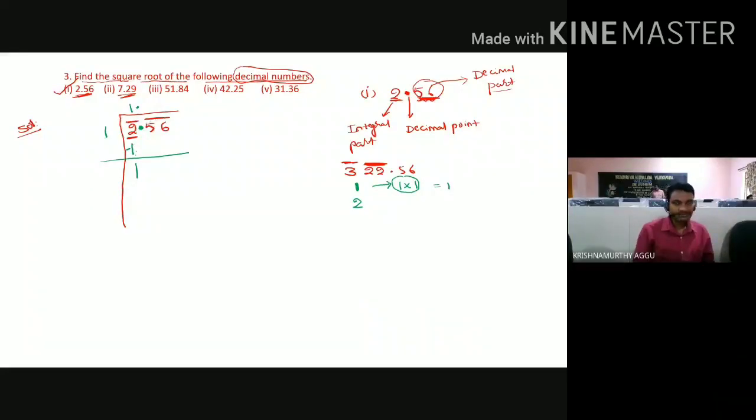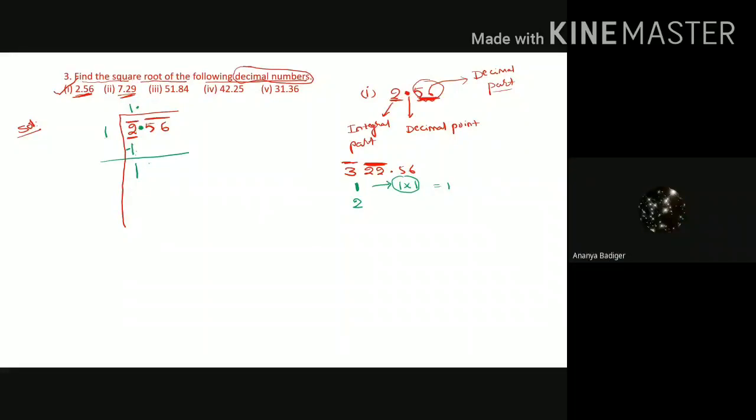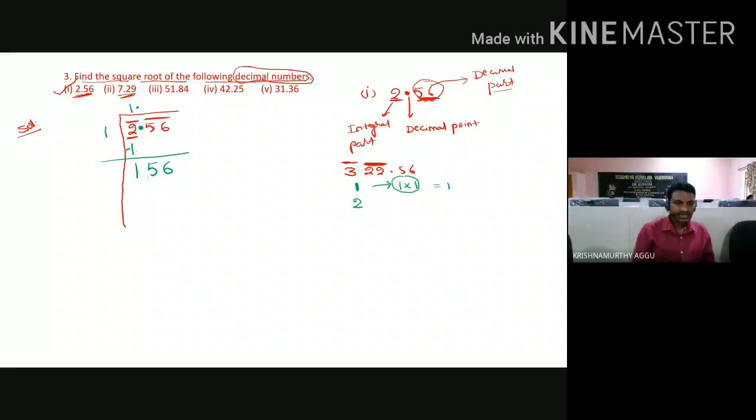Now come back to the next bar. What is the number below the next bar? 56. Take down that 56 here. Now the new number is 156. Don't place the point here. Already for this point you kept the point. This point work is done. Now the remaining work is like our previous questions.